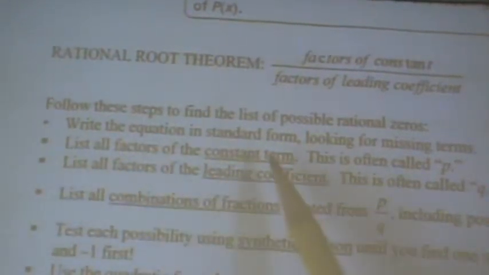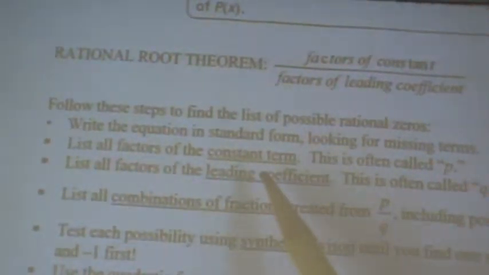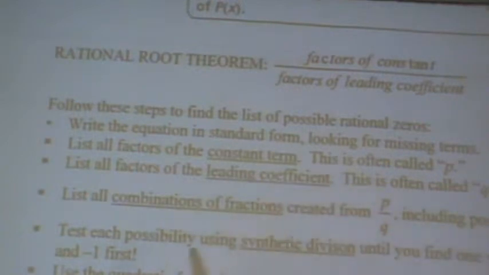Number one, make sure that your polynomial is written in standard form. Standard form is with the highest degree first and then going down. And always look if there are any missing terms. For example, if it jumps from x to the fourth to x squared, you want to put a 0 for x cubed.